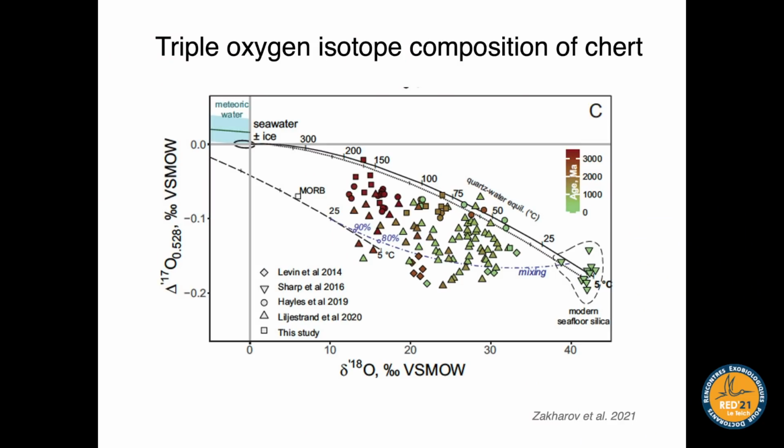It's a very good proxy because with this triple oxygen analysis, you can have the temperature reconstruction, but you can also have the composition of the fluid responsible for the crystallization of the mineral. So in our case, we can have the oceanic temperature, but also the delta 18O of the ocean.